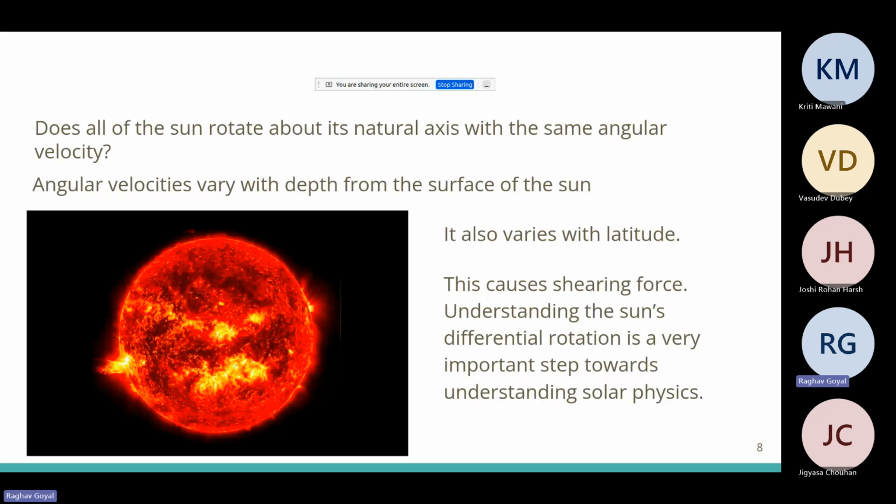But another interesting thing regarding the differential rotation of the sun is that it is believed that the dynamo effect, which we will learn about later, is hugely attributed to the differential rotation of the sun. Understanding the sun's differential rotation, which you will take another step towards while reading the module, is a very important step towards understanding solar physics.